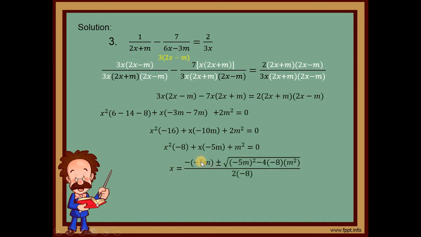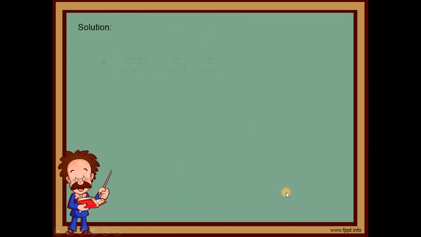Now, we have x equals to negative b. So, yung b natin ay negative 5m plus or minus square root of b squared, negative 5m squared, minus 4. A natin is negative 8 times c m squared. Then, all over 2 times a, which is negative 8. Now, simplify. This becomes x equals to negative 5m plus or minus m square root of 57 all over 16, and we're done. Next, let's proceed to number 4.